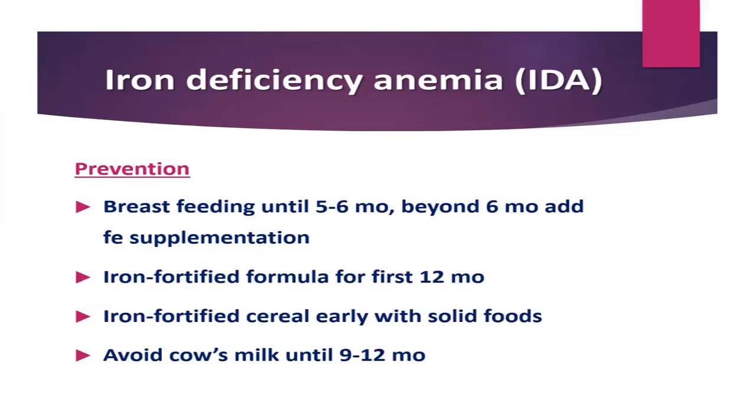Prevention of iron deficiency is by encouraging breastfeeding, especially in the first 6 months of life. Beyond 6 months, we should add iron supplementation in the form of iron fortified formula and iron fortified cereal early with solid food in the first 12 months of life, and also avoid giving the child cow milk, especially in the first year of life.